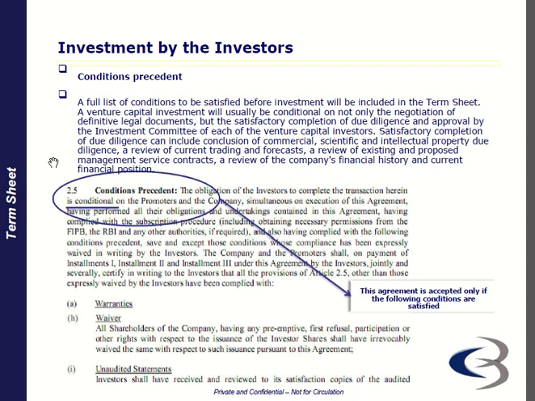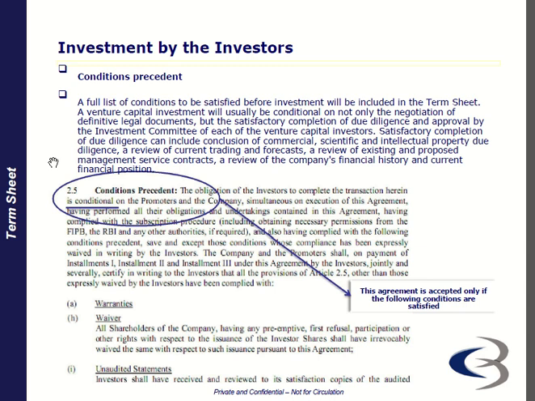So what is the full list of the conditions, like condition precedents? A full list of the conditions to be satisfied before the investments will be included in the term sheet. Venture capital investments will usually be conditional not only on the negotiation of the different legal documents, but on the satisfactory completion of due diligence and the approval by the investment committee of each of the venture capital investors. Satisfactory completion of due diligence can include the conclusion of commercial, scientific and intellectual property due diligence, etc., and the review of the current trading and forecast, the review of the existing proposed management service contracts, and a review of the company's financial history and financial position.